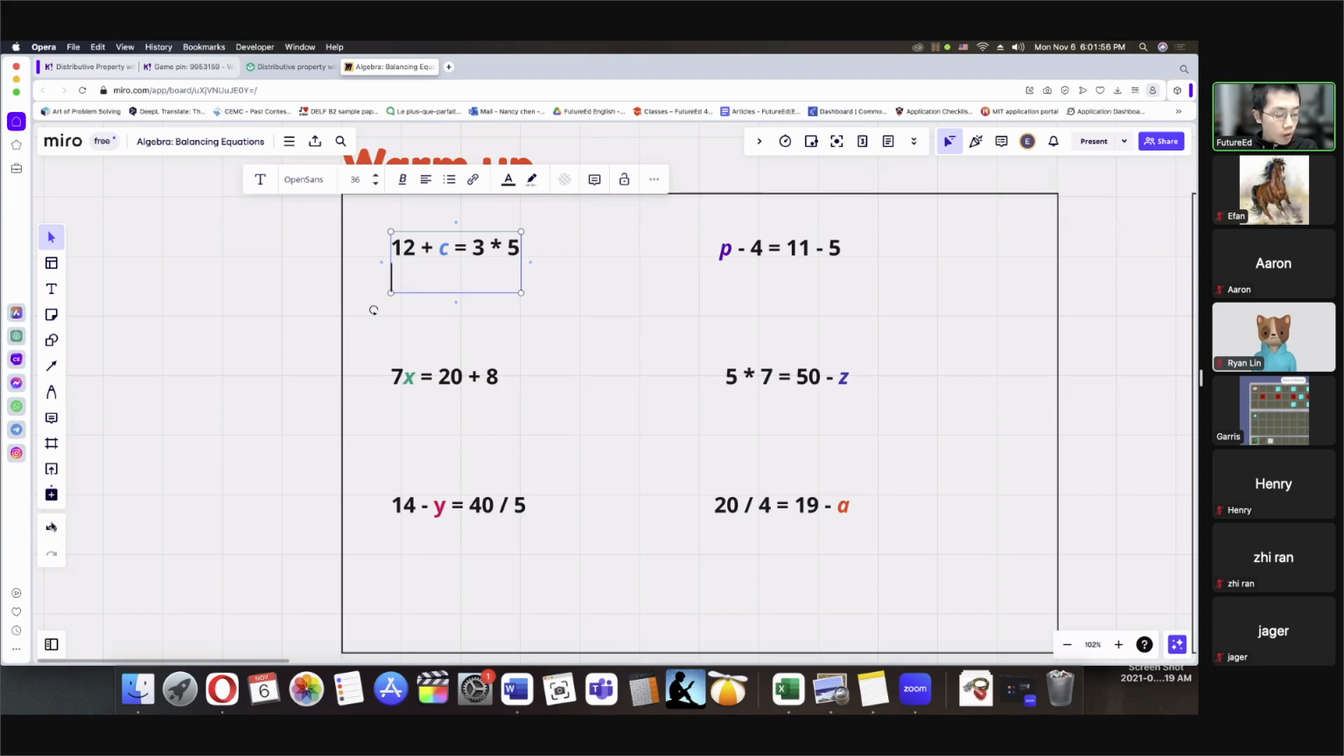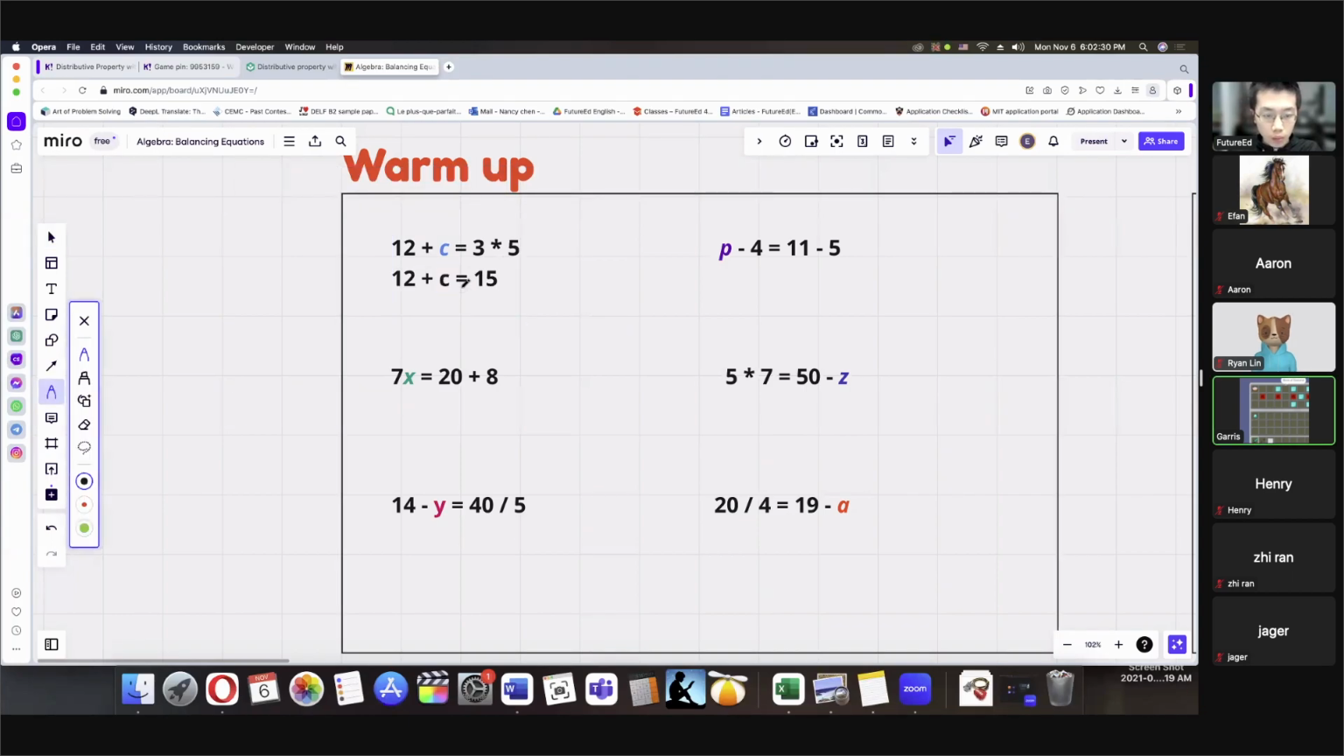Okay, I think Ziran posted the answer in the chat already, but Garrus, would you like to try and simplify the answer so that we actually know what Ziran might have done? For example, over here there's a 3 times 5, okay? So what's 3 times 5? 15. Awesome. So we know that 3 times 5 is 15. So over here we have 12 plus C is equal to 15. Okay, what next can we do to isolate C?